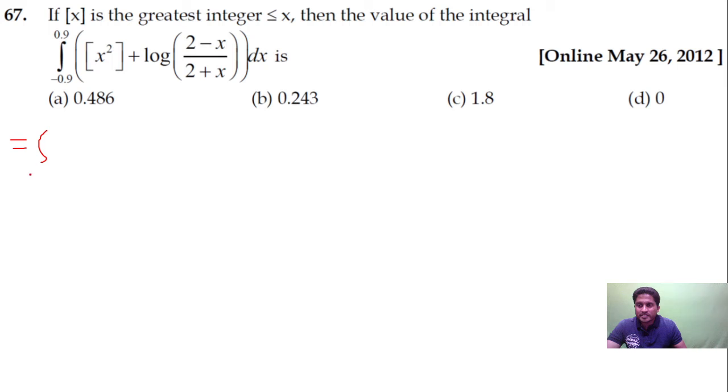Okay, so this is minus 0.9 to plus 0.9. Okay, and then you get this is box x square. Again plus minus 0.9 to plus 0.9. And then you get this as ln of 2 minus x upon 2 plus x.